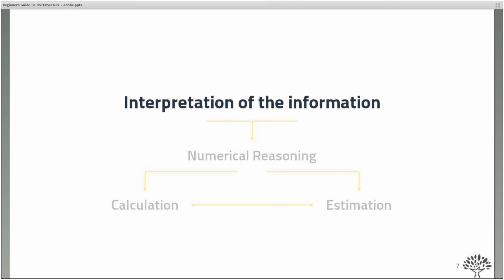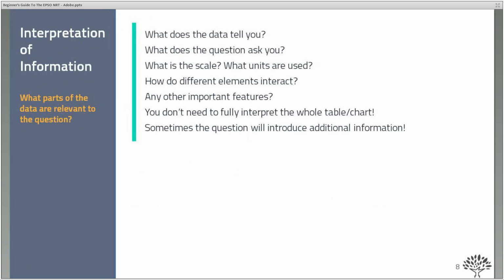So I'm going to start by talking about the interpretation of information. This is about understanding what it is that the tables and the charts that are given are telling you. And it's about understanding which parts are actually relevant to the question being asked. You're usually going to be presented with a vast array of data, so complex tables, and typically you'll only need to use a portion of those. You'll only need to use one specific column, or maybe a row, or maybe a couple of rows. So honing in on that key information very quickly is very important.